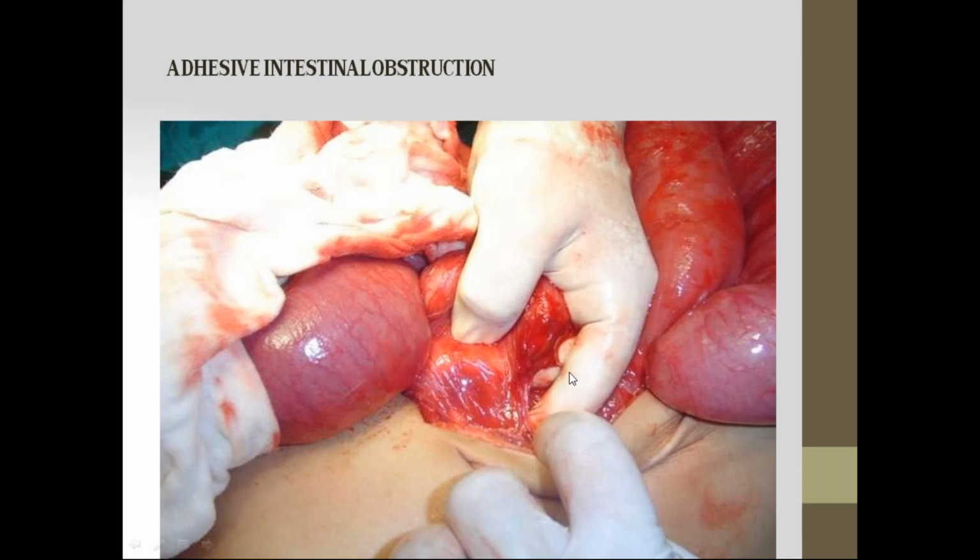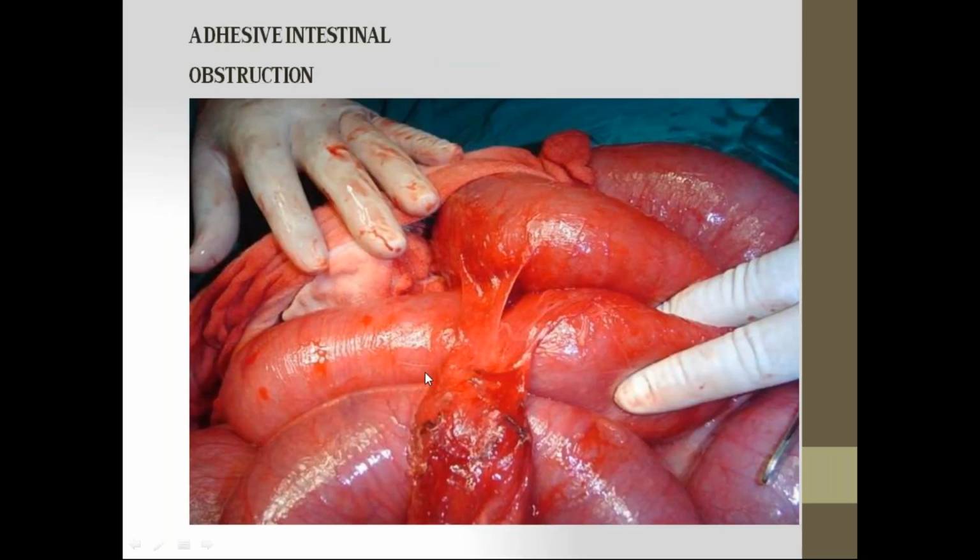So if you take a look at this picture clearly, here you can see the dilated bowel and the collapsed bowel. This is the adhesive band which is causing the obstruction. So the treatment here includes the simple adhesiolysis. This is the adhesive obstruction.